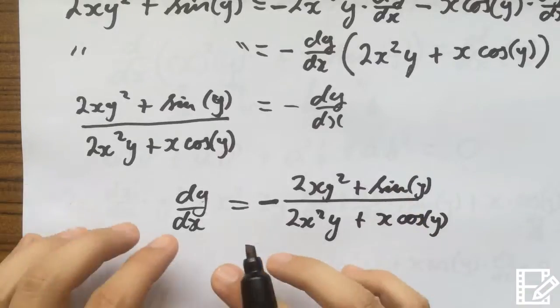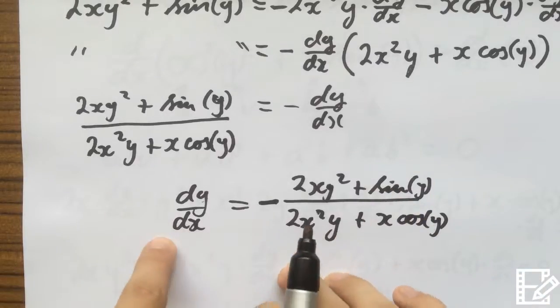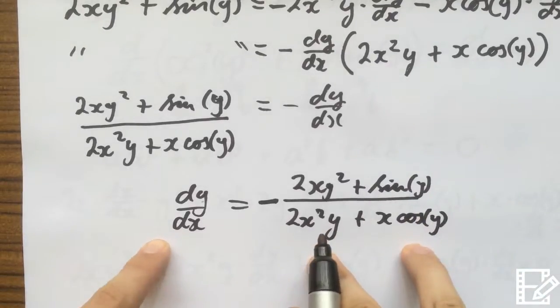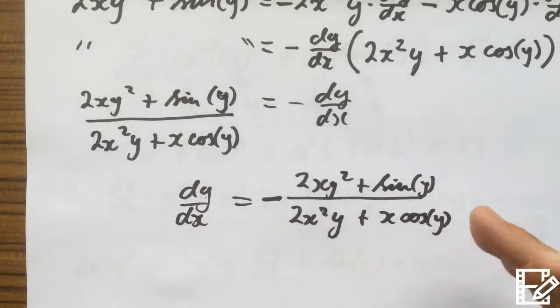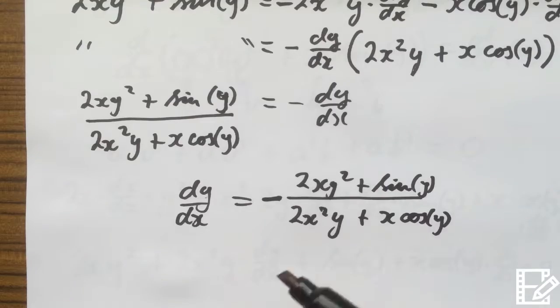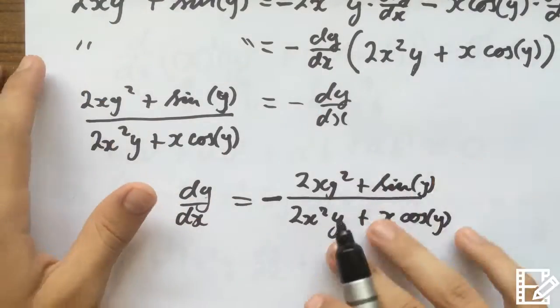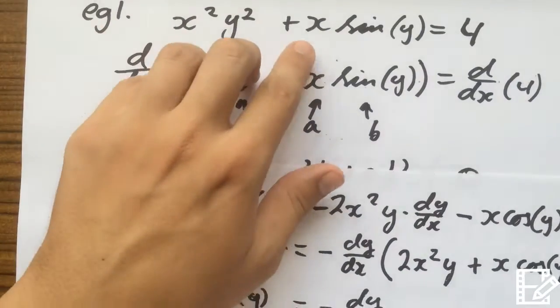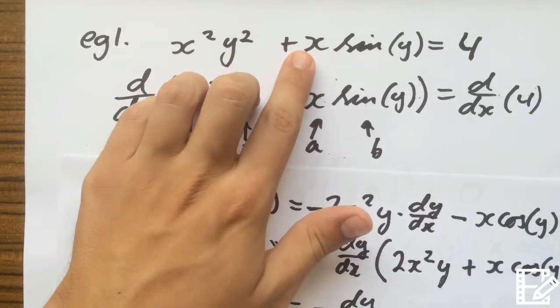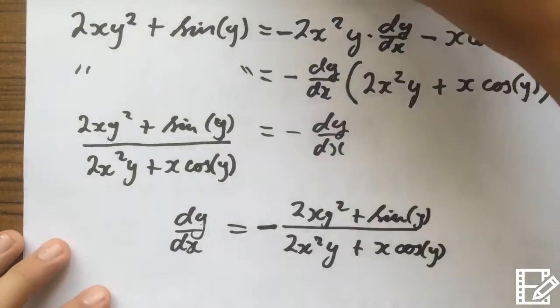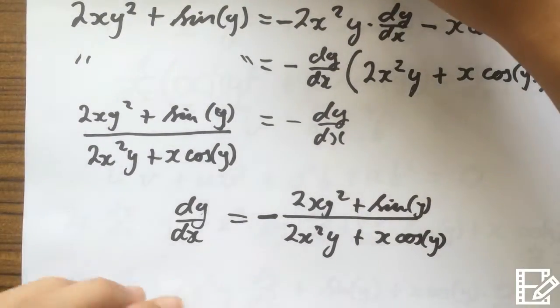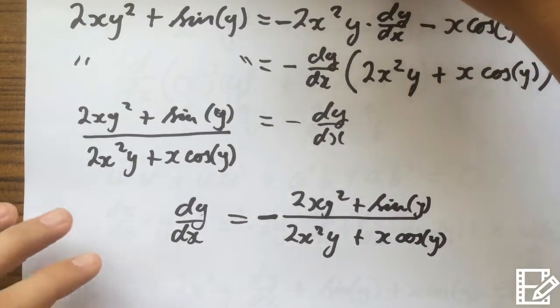But basically, I've isolated dy dx, and here is the function, or the derivative. So I can find the slope at any point on whatever this will graph. Okay? So that is implicitly derived.